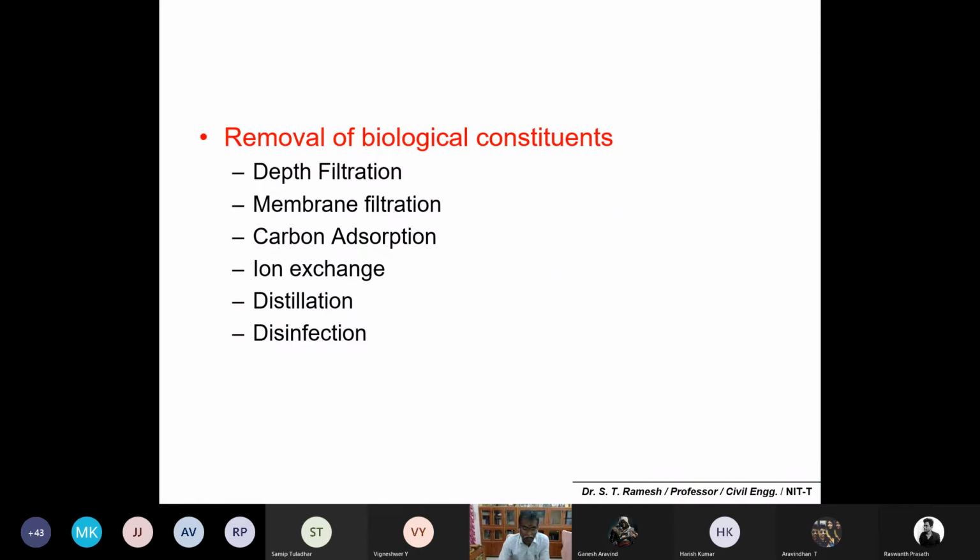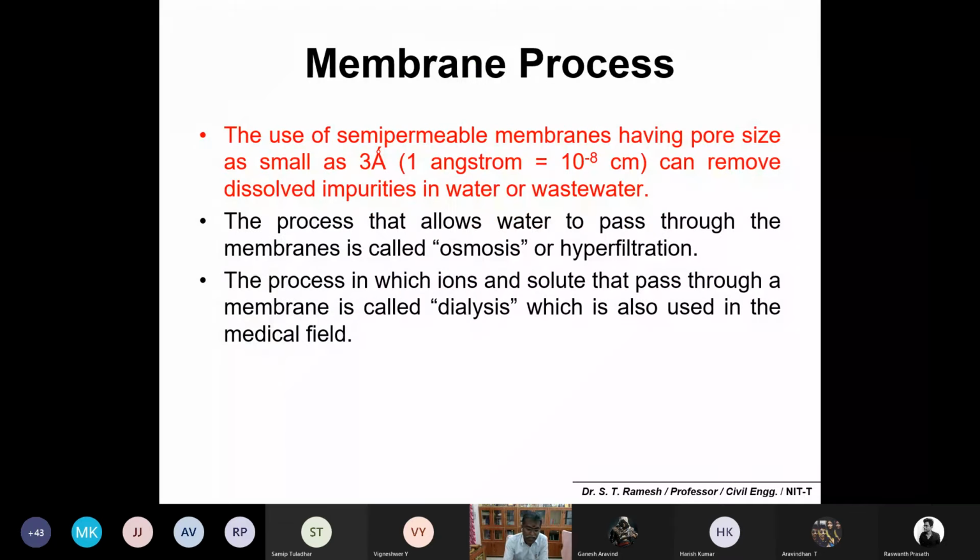And these are for the removal of biological constituents. You can plan for depth filtration or membrane filtration, adsorption techniques, ion exchange, distillation, and also advanced disinfectant technologies. That's what I told you. You can also have ozone disinfection and UV disinfection at a small scale, point of use technologies, in the household. So we'll discuss them one by one.